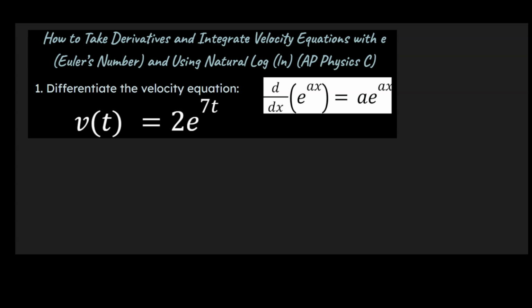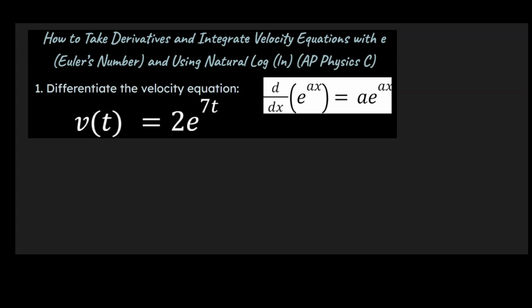Hey, welcome back. Today we're going to be talking about how to take derivatives and integrate velocity equations using e and using the natural log. So e being Euler's number. This is primarily for AP Physics C mechanics students. And really the purpose for today is just to become more comfortable with using a few special case scenarios for differentiation and integration.